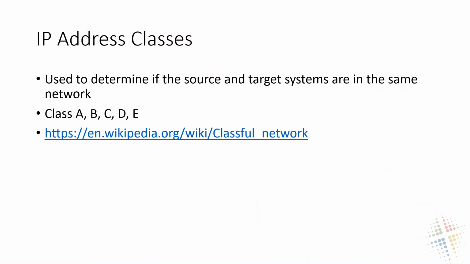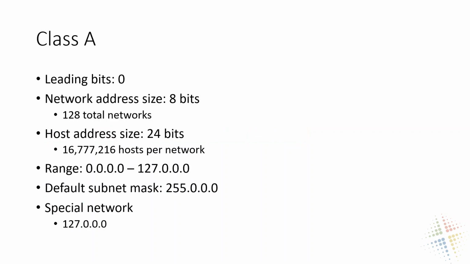So we have our 5 classes, A, B, C, D, and E. Class A has a leading bit of 0. Now this may sound a little weird, but this is going back to my prior statement that computers are really stupid. This is how we start figuring out if something is a Class A network or a Class B network or something else. And it has to do with the leading bit.